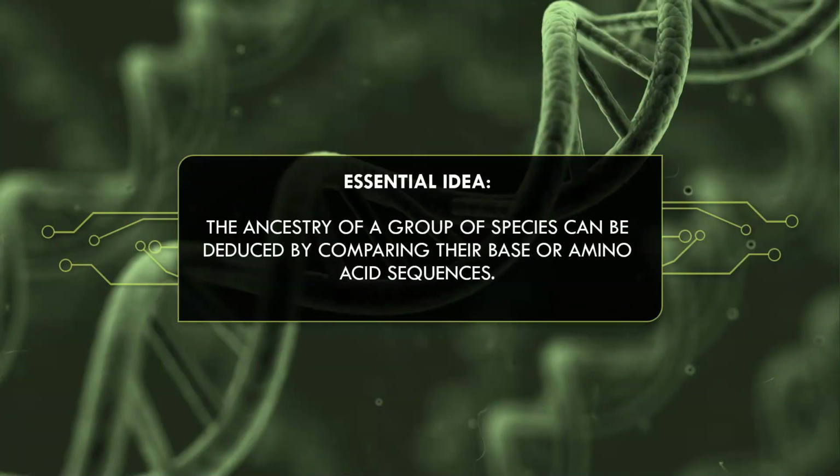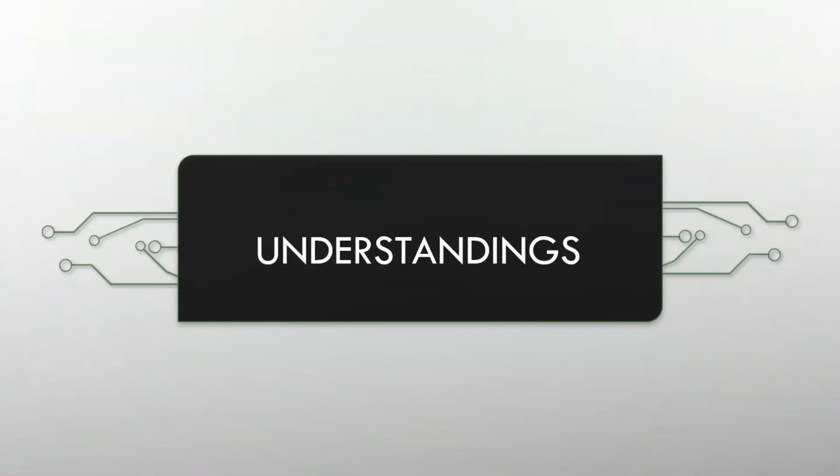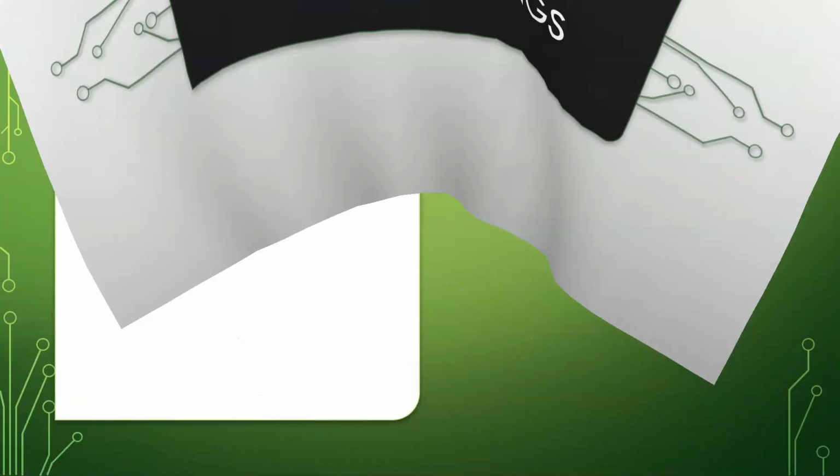Now, the whole essential idea of this topic of cladistics is that the ancestry of a group of species can be deduced by comparing their base or amino acid sequences. So we're really looking at that whole molecular concept of the makeup of the DNA of the organism. So our understandings.